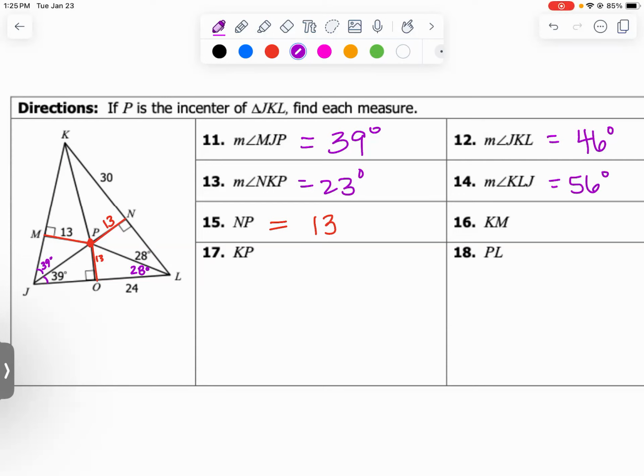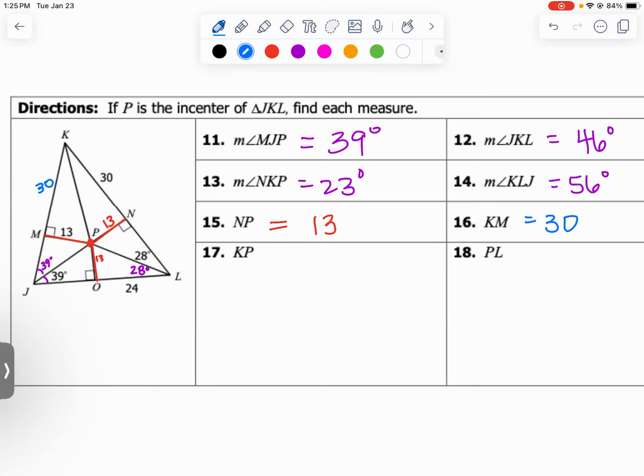Okay. Let's talk about KM. What's this guy right here? How do we know that? Okay, so if we think back to yesterday with our angle bisector theorem, we know that these two sides need to be the same because we have angle bisectors and these perpendicular pieces here. It's like it was made to be. We learned that yesterday, so we could use it today.